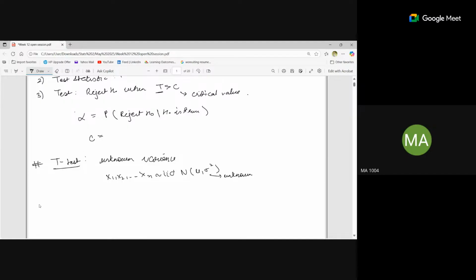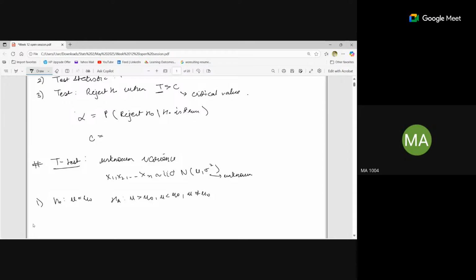The same thing: my null hypothesis would be mu is equal to mu naught, correct? My alternative would be mu greater than mu naught, or mu less than mu naught, or mu not equal to mu naught. So these are some of the alternative hypotheses.